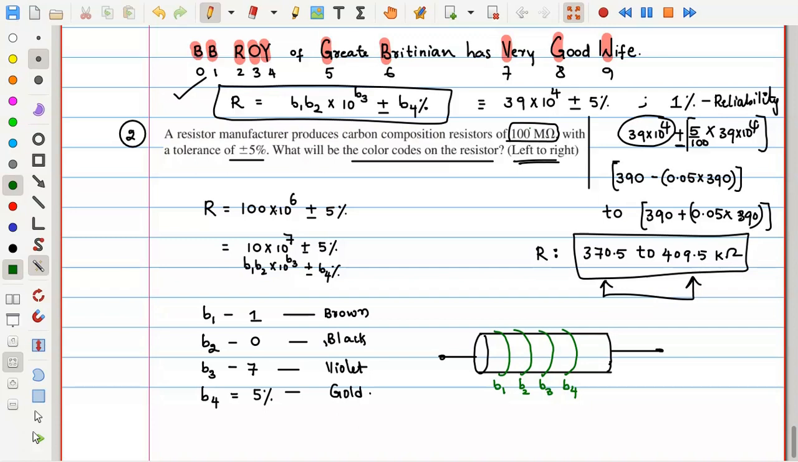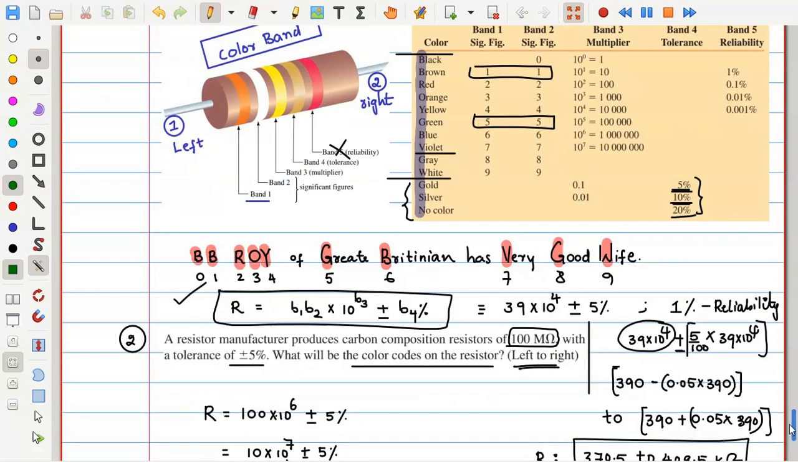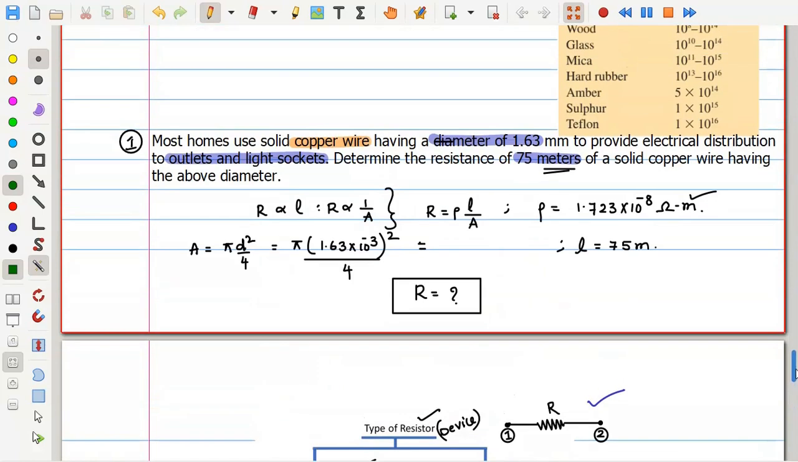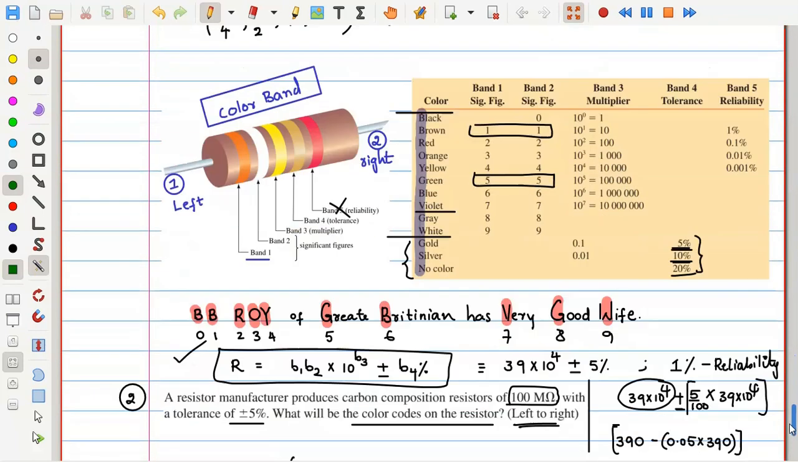Is this clear for everyone? Yes, sir. Right. So with this, let me close the passive element of the resistor. In the next class, we will see inductor and capacitor. Thereafter, we start the analysis. Okay. Thank you.